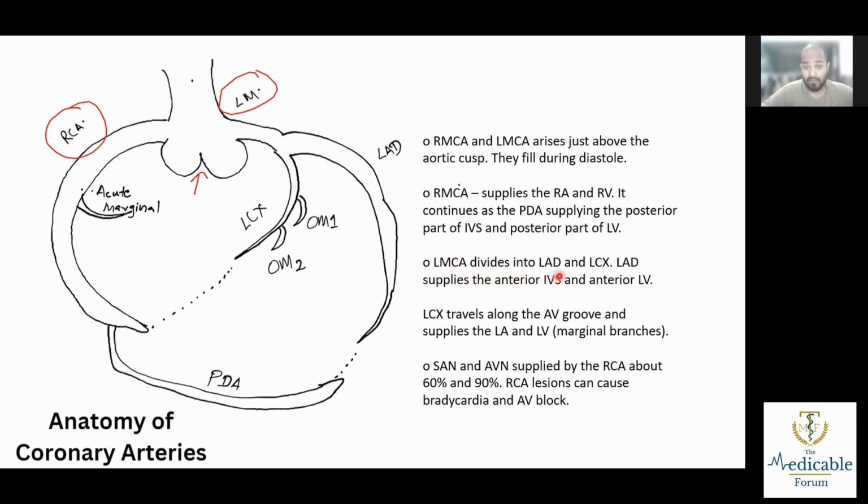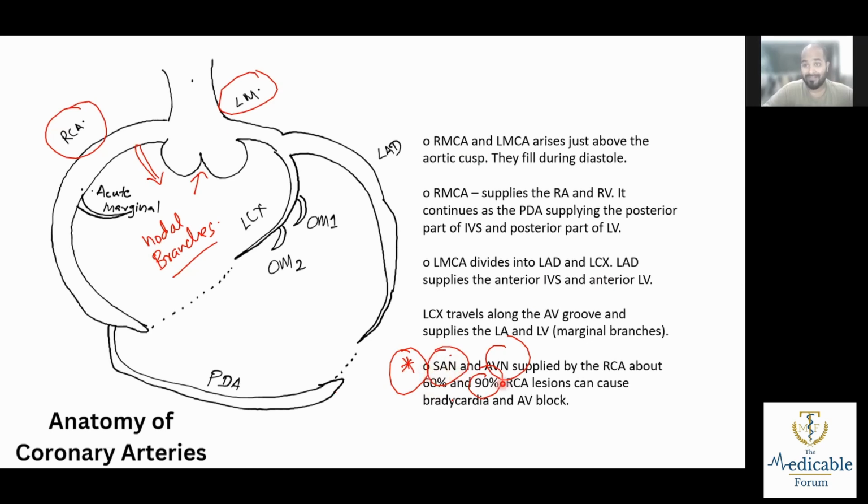And what you need to remember for your exam is this point. The SA node and the AV node are both majorly supplied by the right coronary artery. Now here, there is something called the nodal branch. These nodal branches supply the SA node. So 60% of the time, this nodal branch arises from the right coronary artery. And as far as the AV node is concerned, 90% of the time, the AV node is supplied by the right coronary artery.